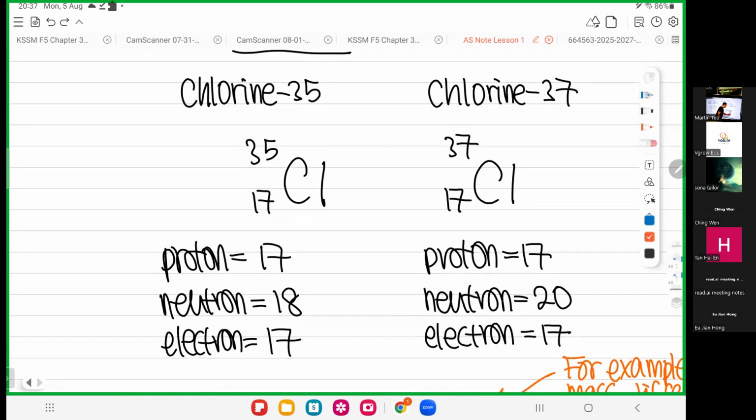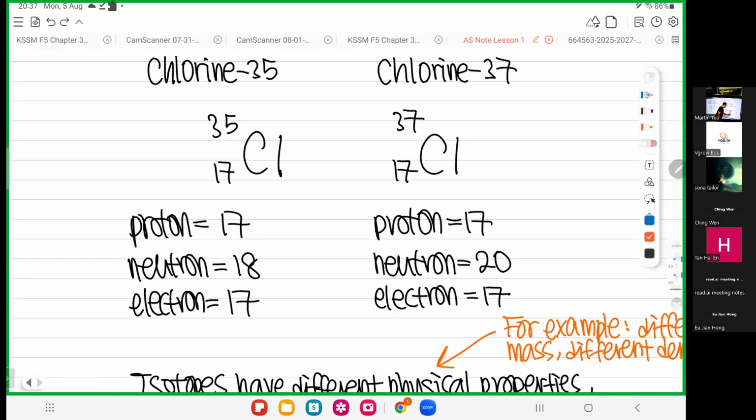Isotopes are atoms. They are not molecules, they are not ions. Isotopes are atoms of the same element. Same element means what? Same family. Like these two, they are isotopes, they are both chlorine. They are the same element. An isotope is an atom of the same element with the same number of protons but a different number of neutrons, or you can say a different nucleon number. Okay, so simple as that.